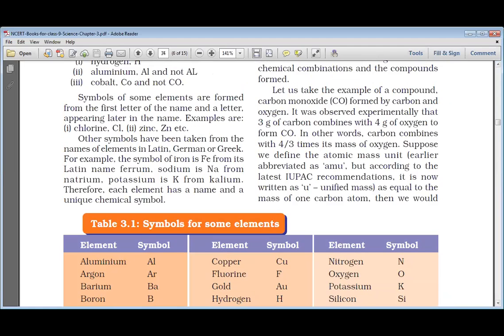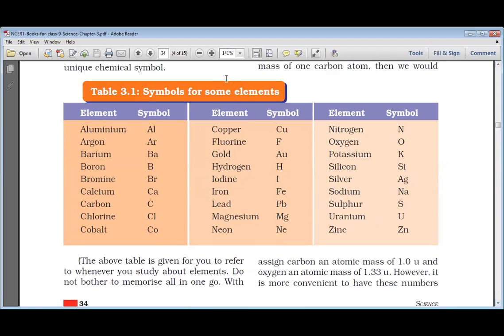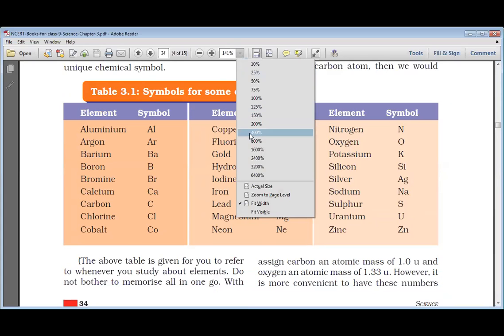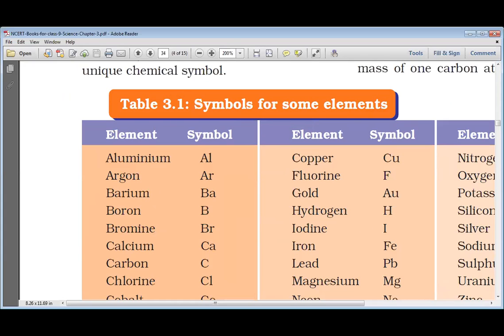Here, my dear students, you can see a table. In this table, you can see the formulas for the various elements.